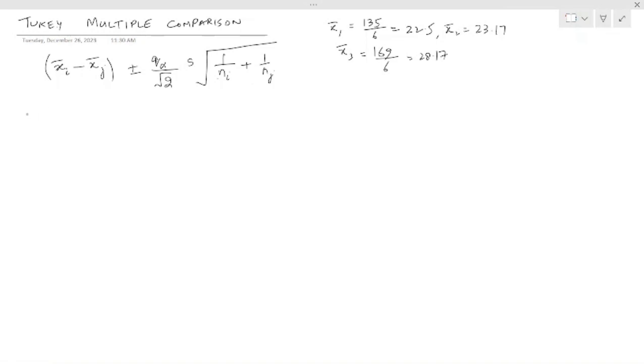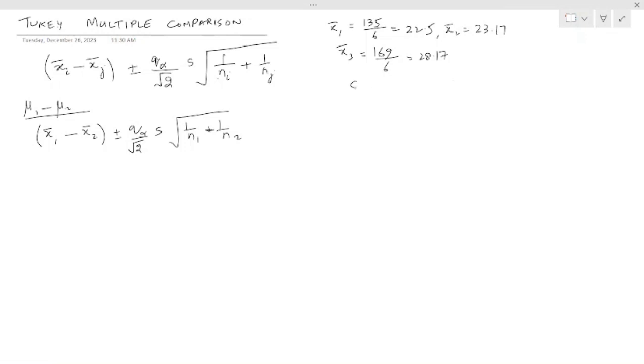If we would like to go for the comparison of mu1 minus mu2, for instance, the description for the subscripts i and j will be x1 bar minus x2 bar plus and minus q alpha divided by root 2 times standard deviation times square root of 1 upon n1 plus 1 upon n2. So this is how we can apply the values in place of subscripts.